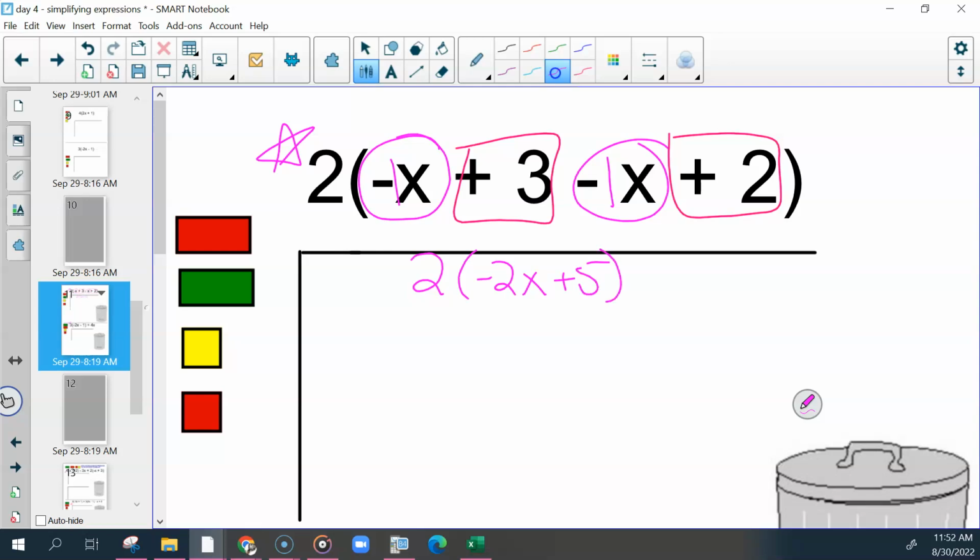And then just as we did before, we would take that 2 on the outside and multiply it to everything inside. So 2 times negative 2 would give us negative 4x, 2 times 5, 10, and it's positive. And that would be our final answer, negative 4x plus 10. Questions on that before I show you the second way we could do this?